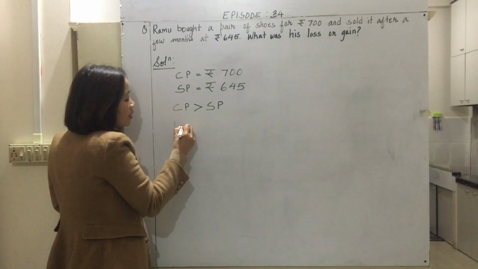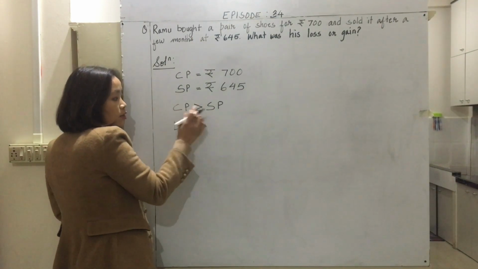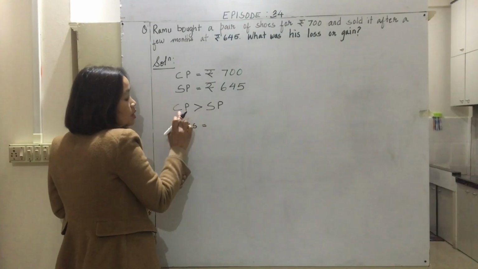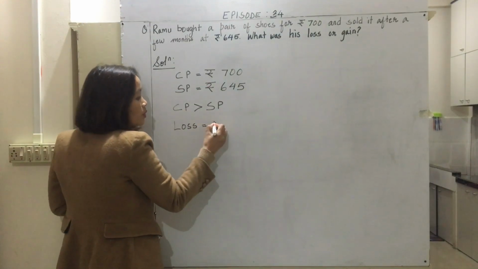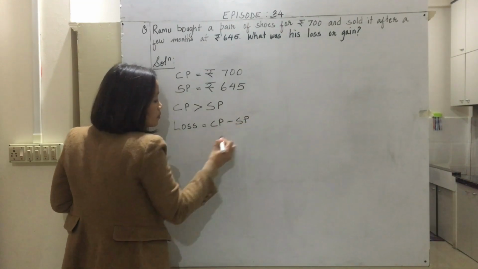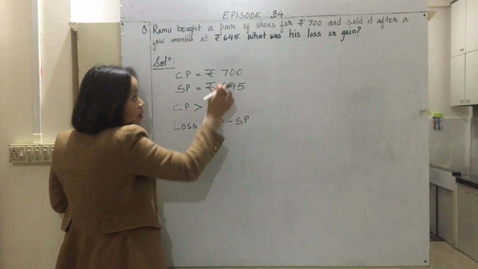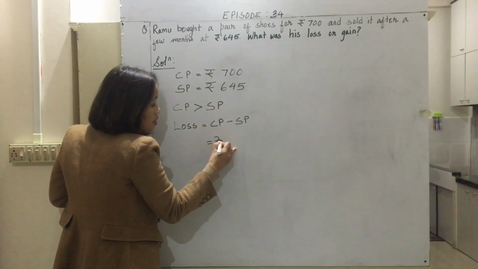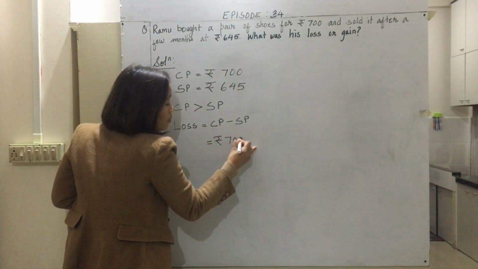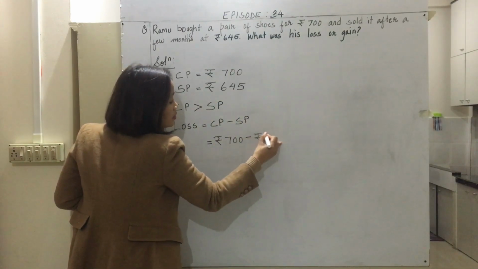So we will write loss is equal to the bigger one, CP, minus the smaller one. So we write CP minus SP. So we will write the value. What is CP? It is 700 rupees. 700 minus SP, which is rupees 645.